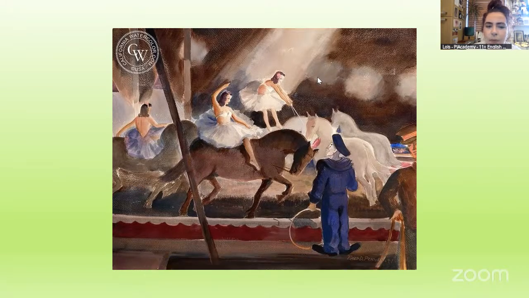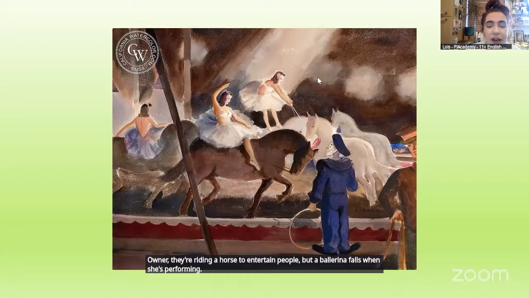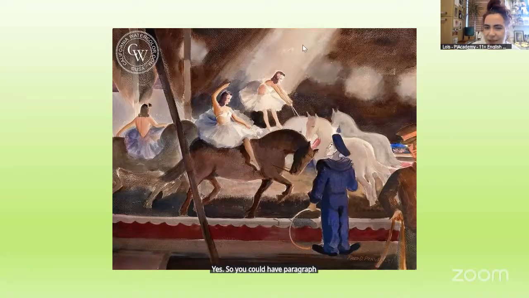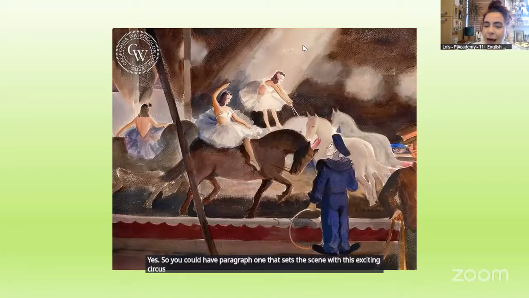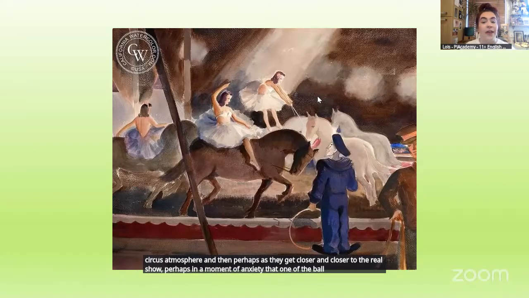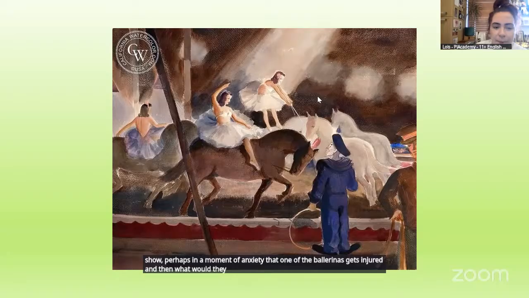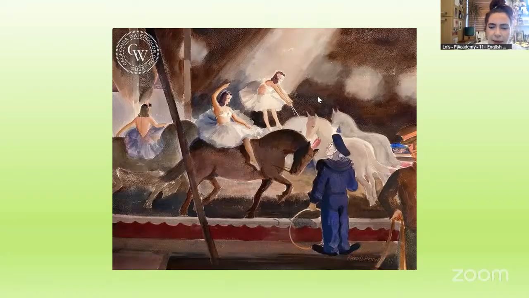Anna says they're riding a horse to entertain people, but a ballerina falls when she's performing. Yes. So you could have paragraph one that sets the scene with this exciting circus atmosphere, and then perhaps as they get closer and closer to the real show, in a moment of anxiety one of the ballerinas gets injured, and then what would they do to solve the problem? Okay.